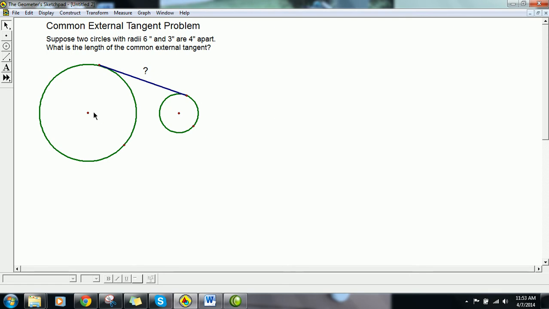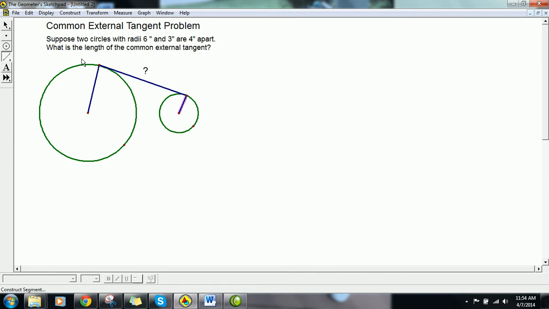And so what we have here is an opportunity to consider this type of problem where if we know the radius for both circles and we know how far apart they are, we can actually evaluate the length of that common external tangent. So here's what we're going to do. I'm going to first start by creating a radius to the tangent.